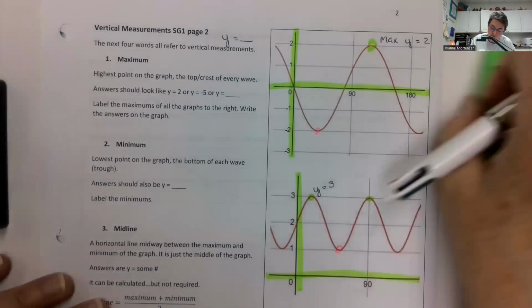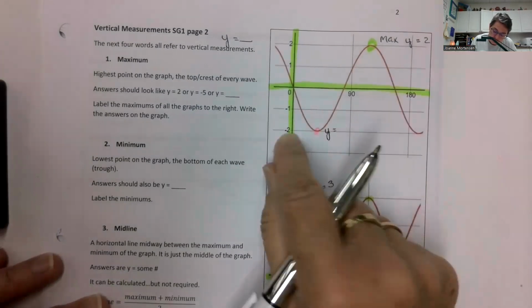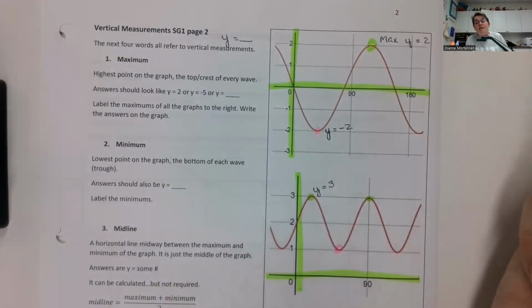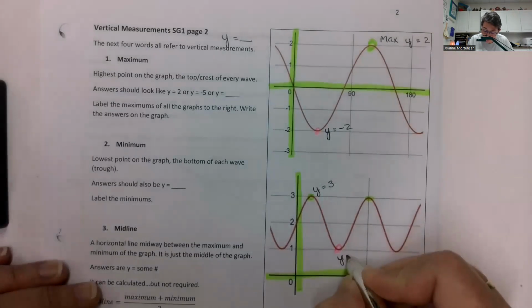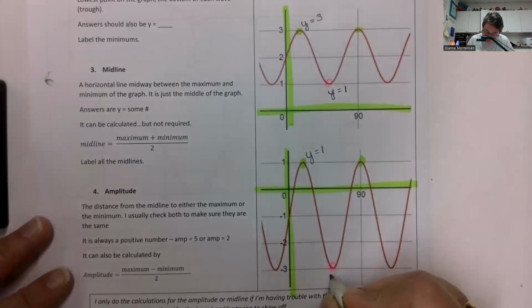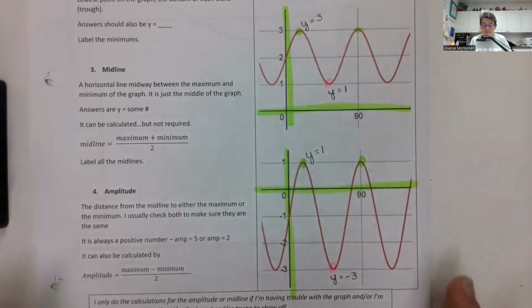I need y is equal to -2. Okay. Pause the video. Or just do it while I sit here and talk. I can't think of anything to say. All right. Y is equal to 1. And if we look at the bottom one, y is equal to -3. Cool? Cool. This is not hard.